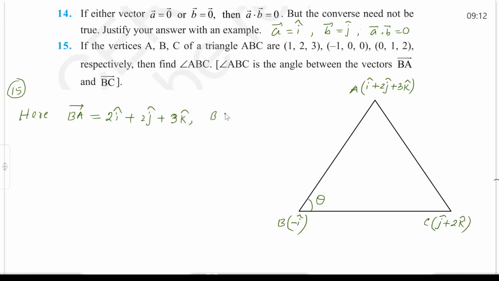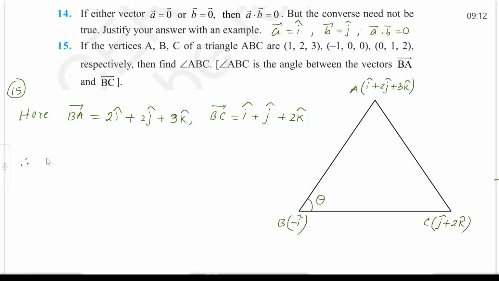Then you find BC bar, meaning the position vector of C minus the position vector of B. The i cap component is 0, so 0 minus minus plus i cap is simply i cap here. Then j cap minus 0 is j cap, and 2k cap minus 0 is simply 2k cap. Okay, so these are the vectors BA bar and BC bar.